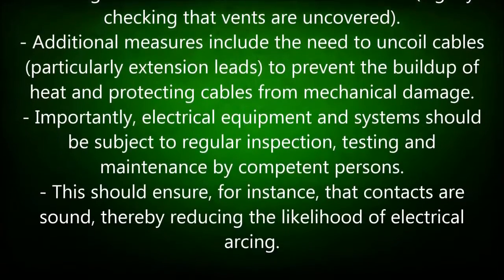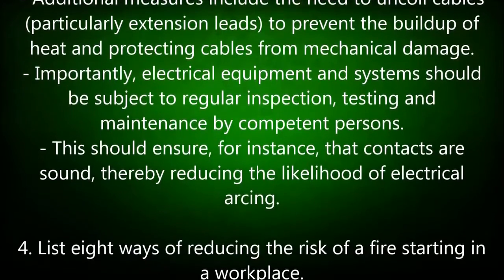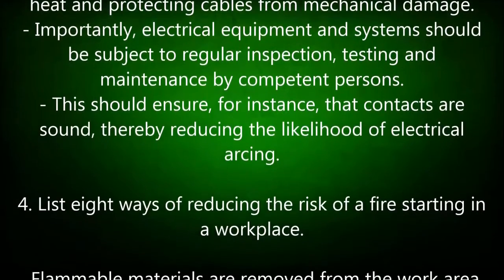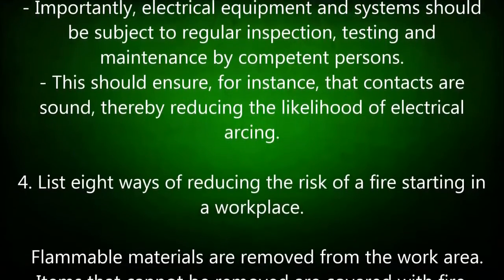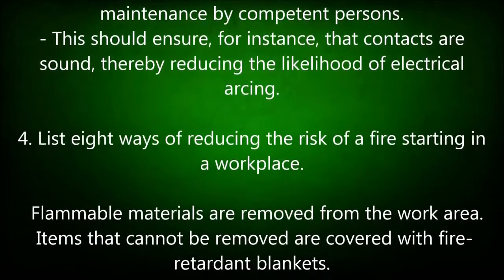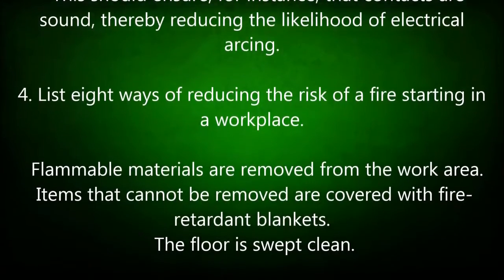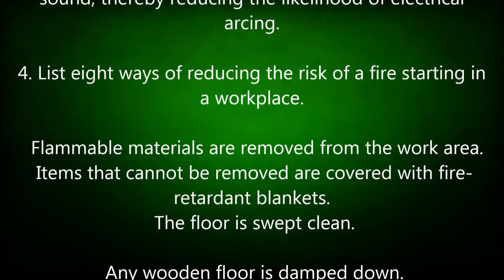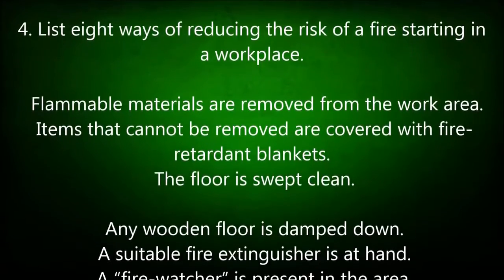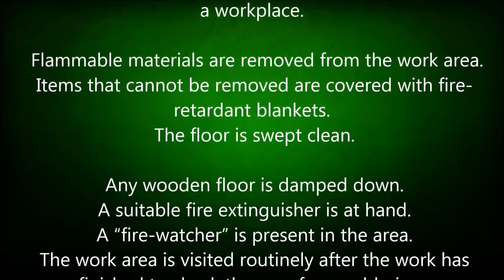4. List 8 ways of reducing the risk of a fire starting in a workplace. Flammable materials are removed from the work area. Items that cannot be removed are covered with fire retardant blankets. The floor is swept clean. Any wooden floor is damped down. A suitable fire extinguisher is at hand. A fire watcher is present in the area. The work area is visited routinely after the work has finished to check the area for smoldering.